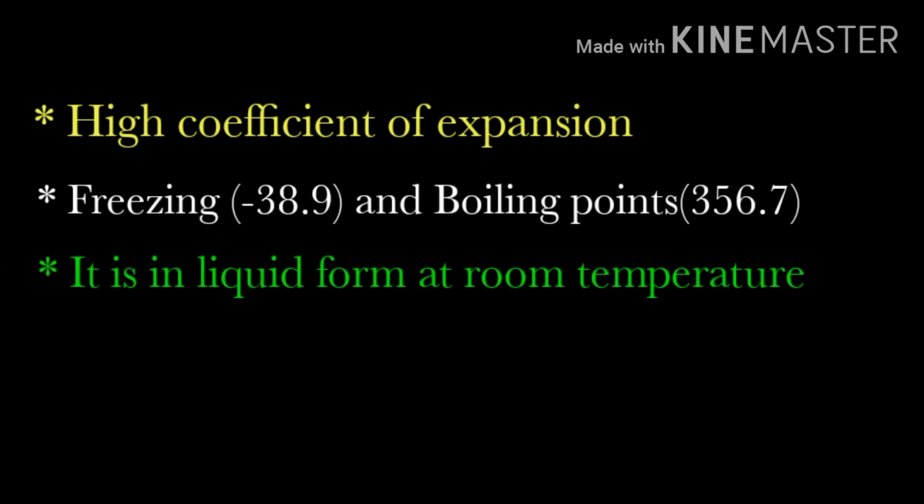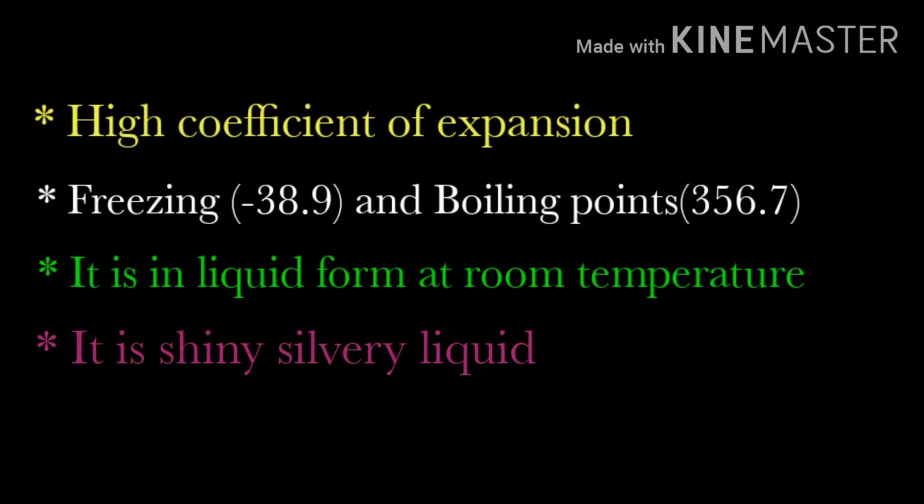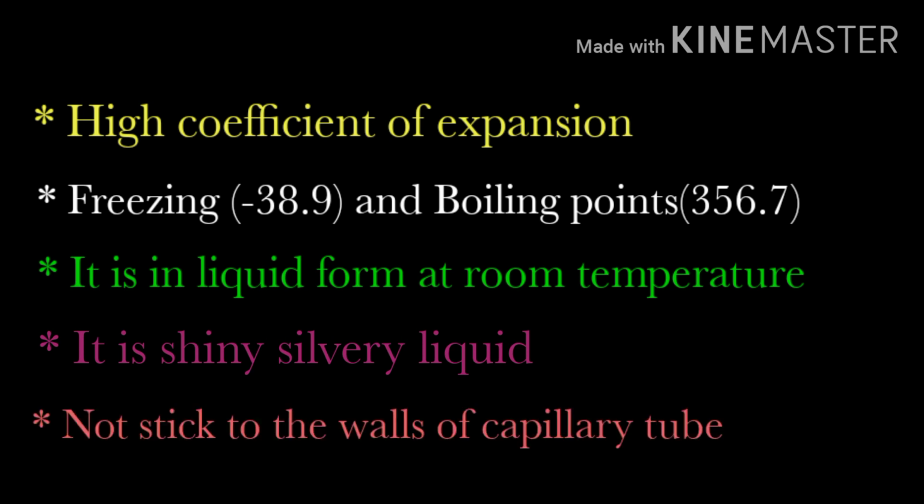It is the only metal that is in liquid form at room temperature, and it is a shiny, silvery liquid. It does not stick to the walls of the glass tube or capillary tube. That's why we are using mercury in thermometers.